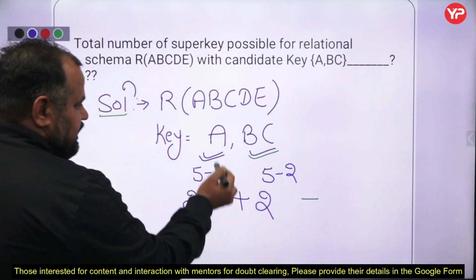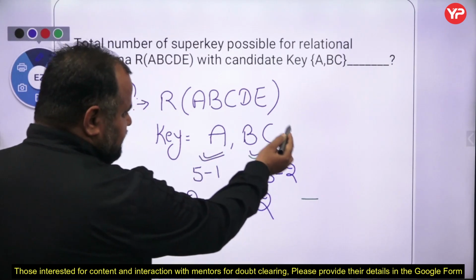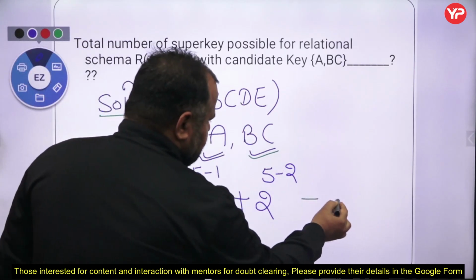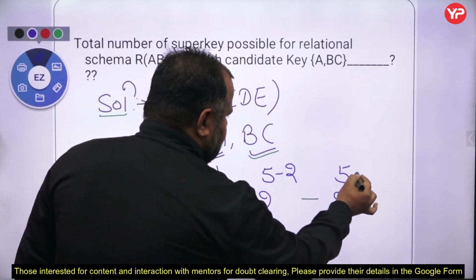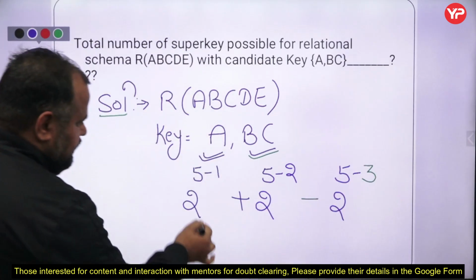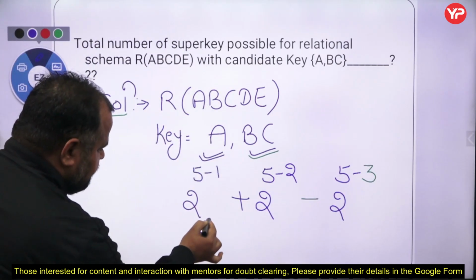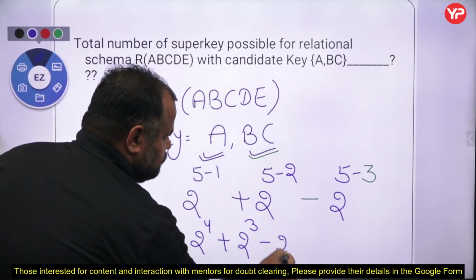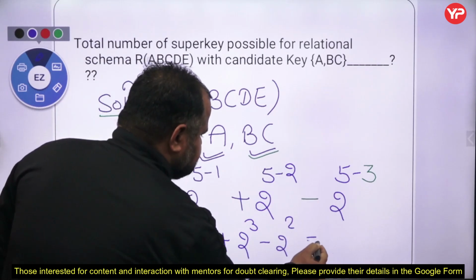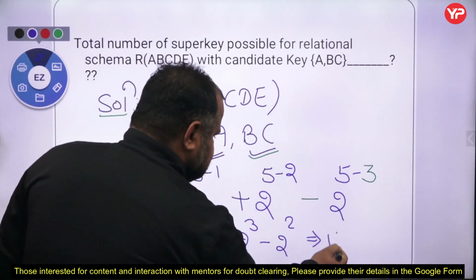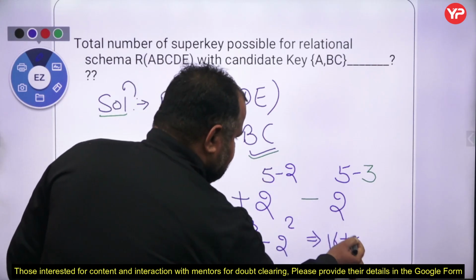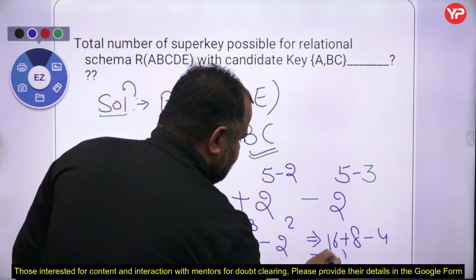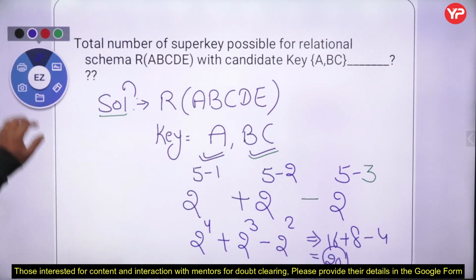and then we have to subtract the super keys which contain A, B and C, all 3. Fine. So 2 to the power 5 minus 3. So here 2 to the power 4 plus 2 to the power 3 minus 2 to the power 2, which is going to be 2 to the power 4 is 16, plus 2 to the power 3 is 8, minus 4. So the answer is 20. So 20 is the right answer. Keep in mind, my dear students.